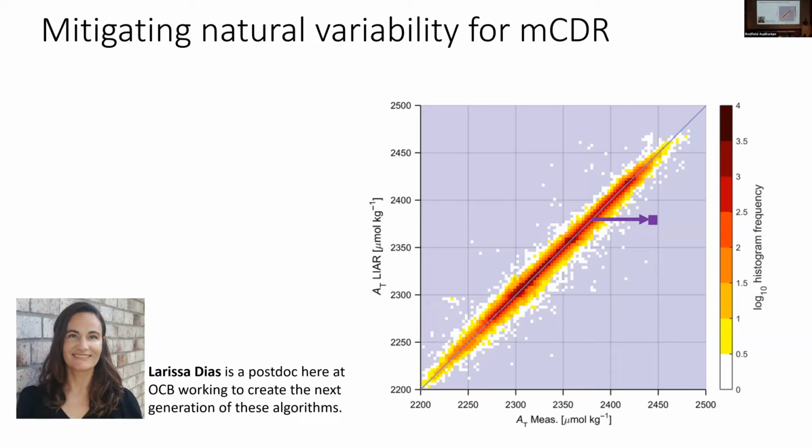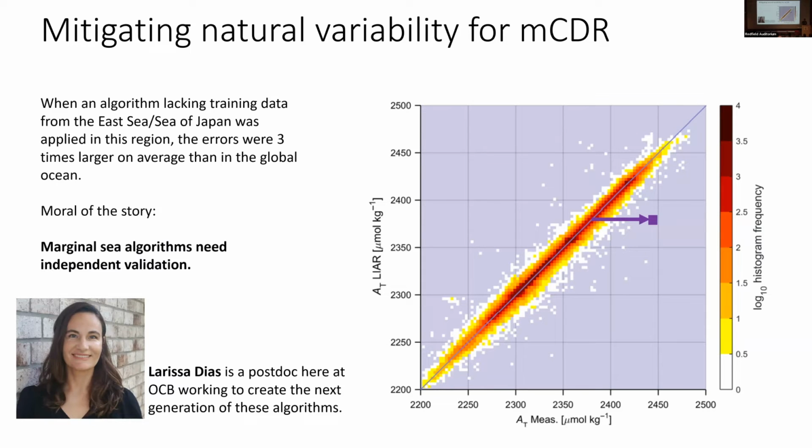A lot of these claims I'm making, I would argue, are generalizable across MCDR approaches. But caveat one is that the signal has to be big enough. So you still have to have a confined signal or a large signal. Caveat two, specific to marginal seas, is that when you try to apply these algorithms in places where you don't have any training data, you generally find much larger uncertainties, much larger errors.